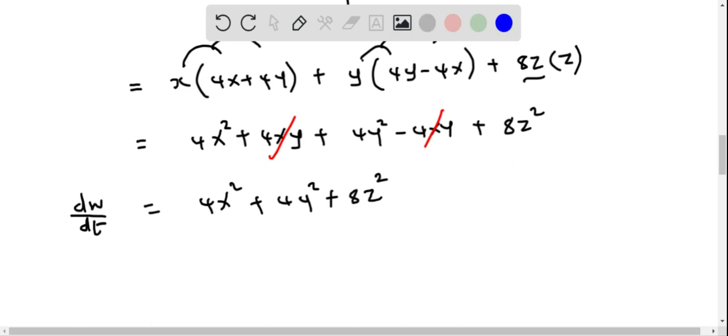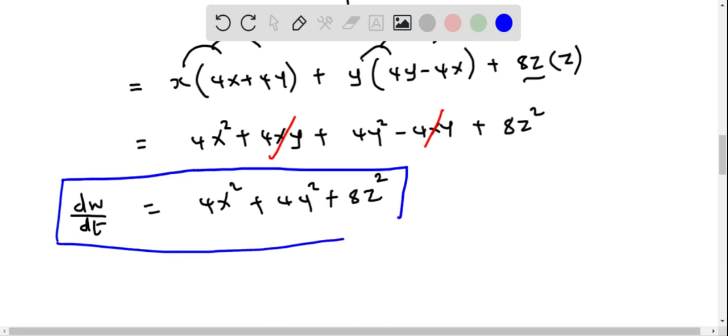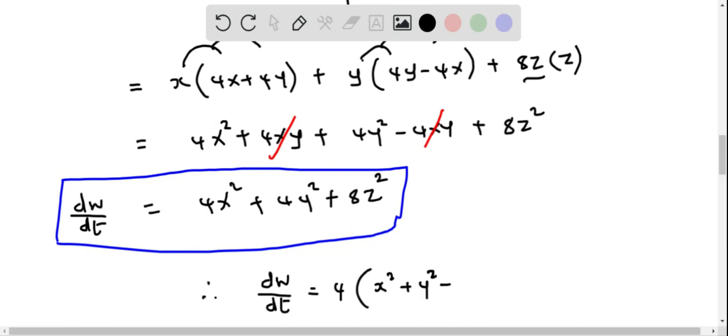In fact, we can also give this answer in factored form by factoring out 4 from the terms. So we can write down dw by dt. When you factor the 4 from all the terms in the expression, we get x squared plus y squared plus 2z squared. So we can consider this also as another form of the answer.